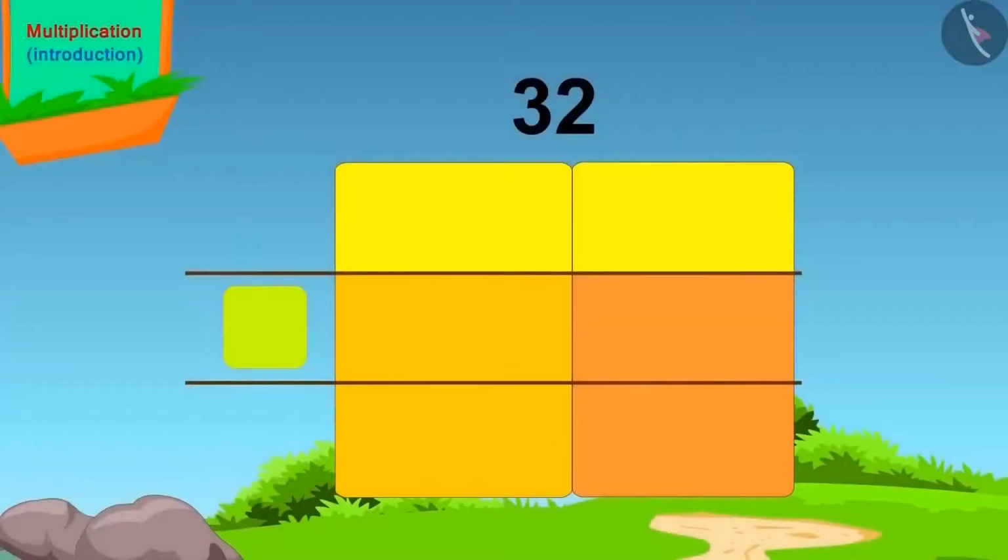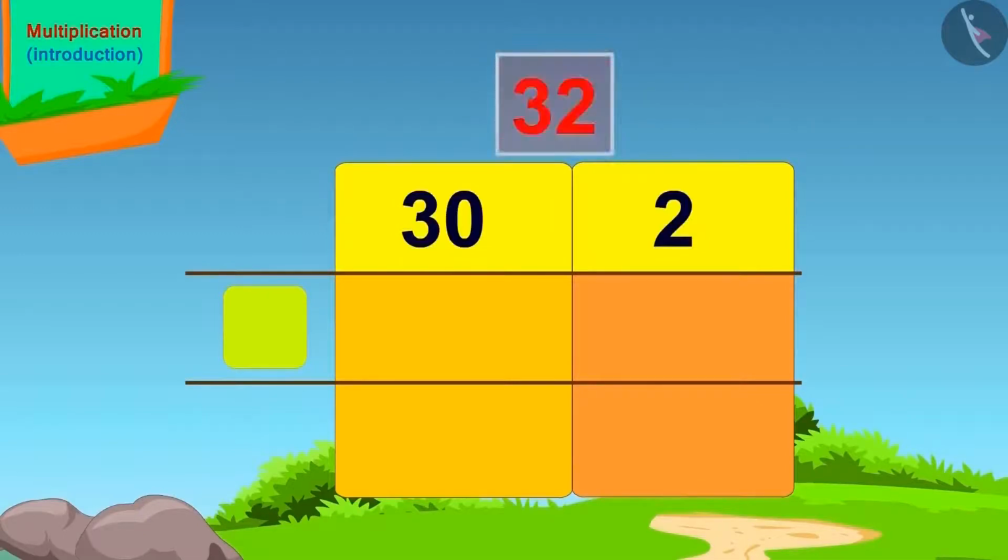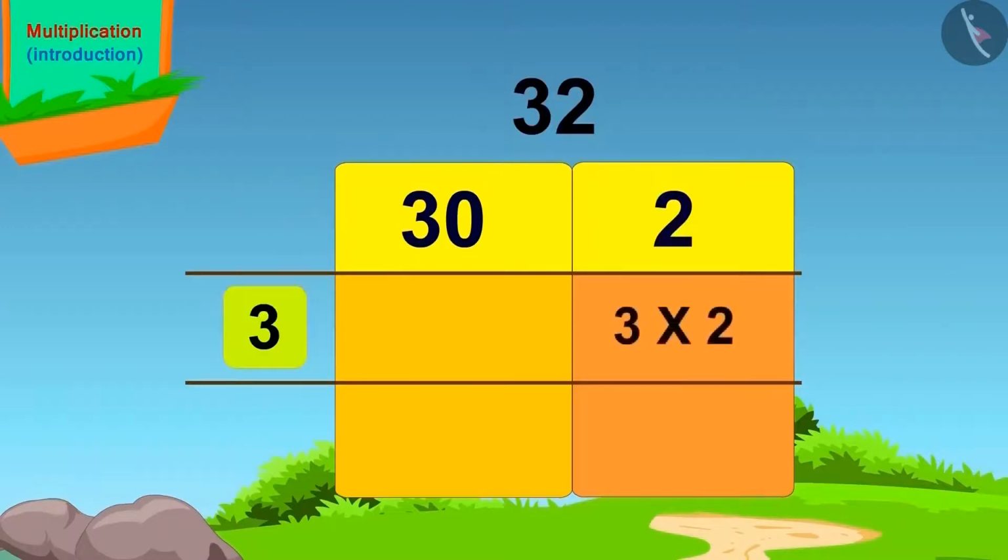What will we get if we split 32? 30 and 2. We will write in this way. What is the number we have to multiply 32 with? 3. We will write 3 here like this. Now we will multiply the first 2 by 3. 3 times 2 is 6. We will write this answer here.